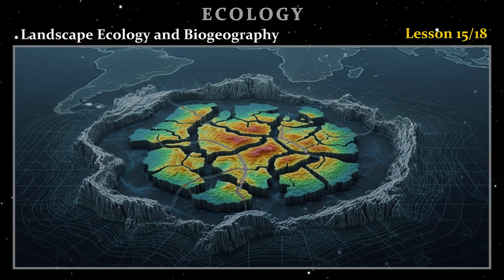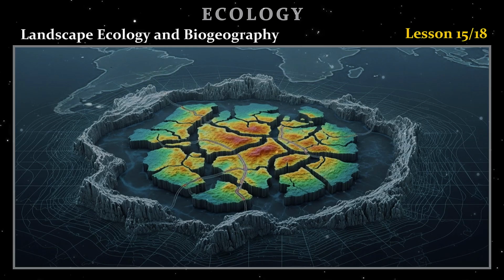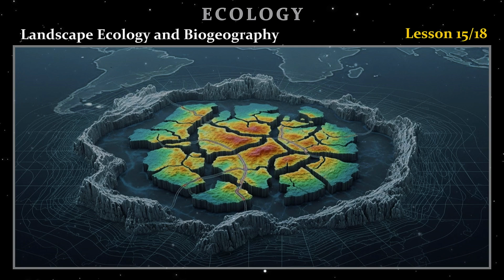You might be thinking, I don't live on an island, so this doesn't apply to me. But in the modern world, everything is an island. A park in the middle of a city is an island of green in a matrix of concrete. A mountain top is an island of cold in a matrix of warm valleys. A lake is an island of water in a matrix of land. The laws of island biogeography apply to all of them.